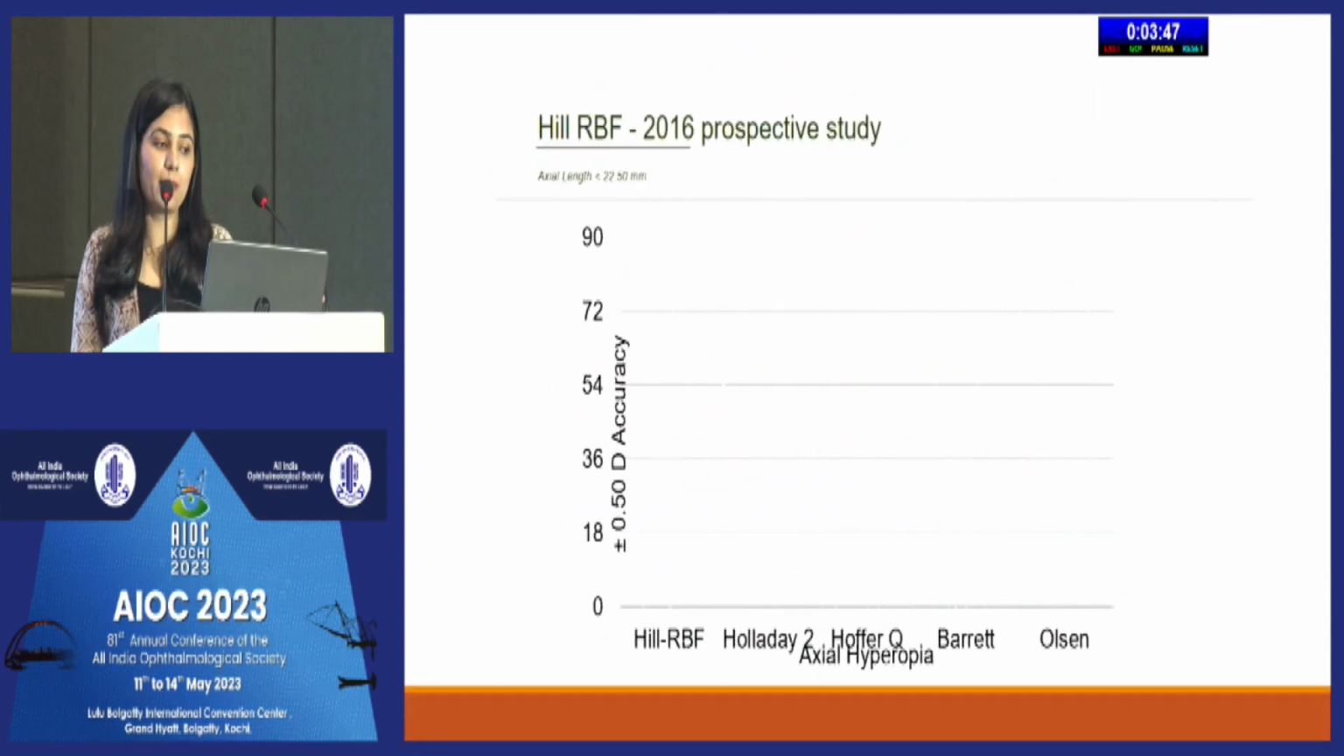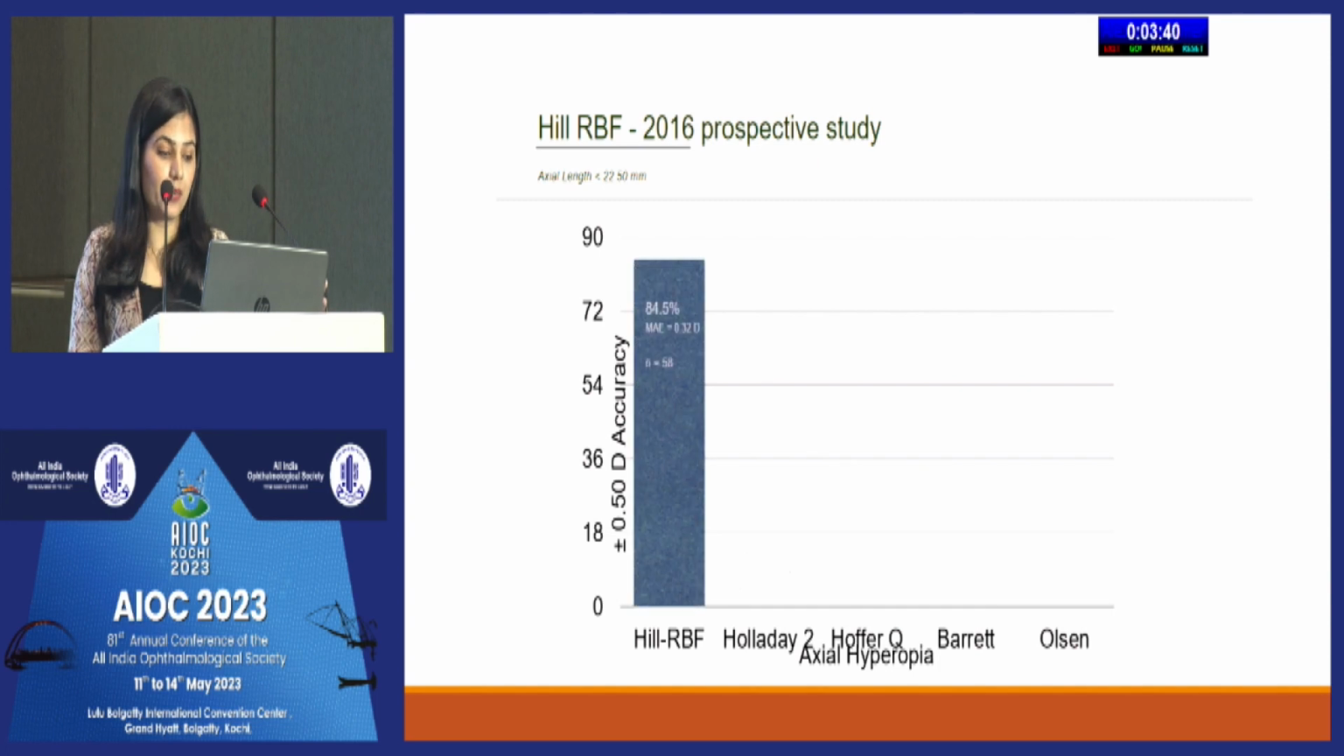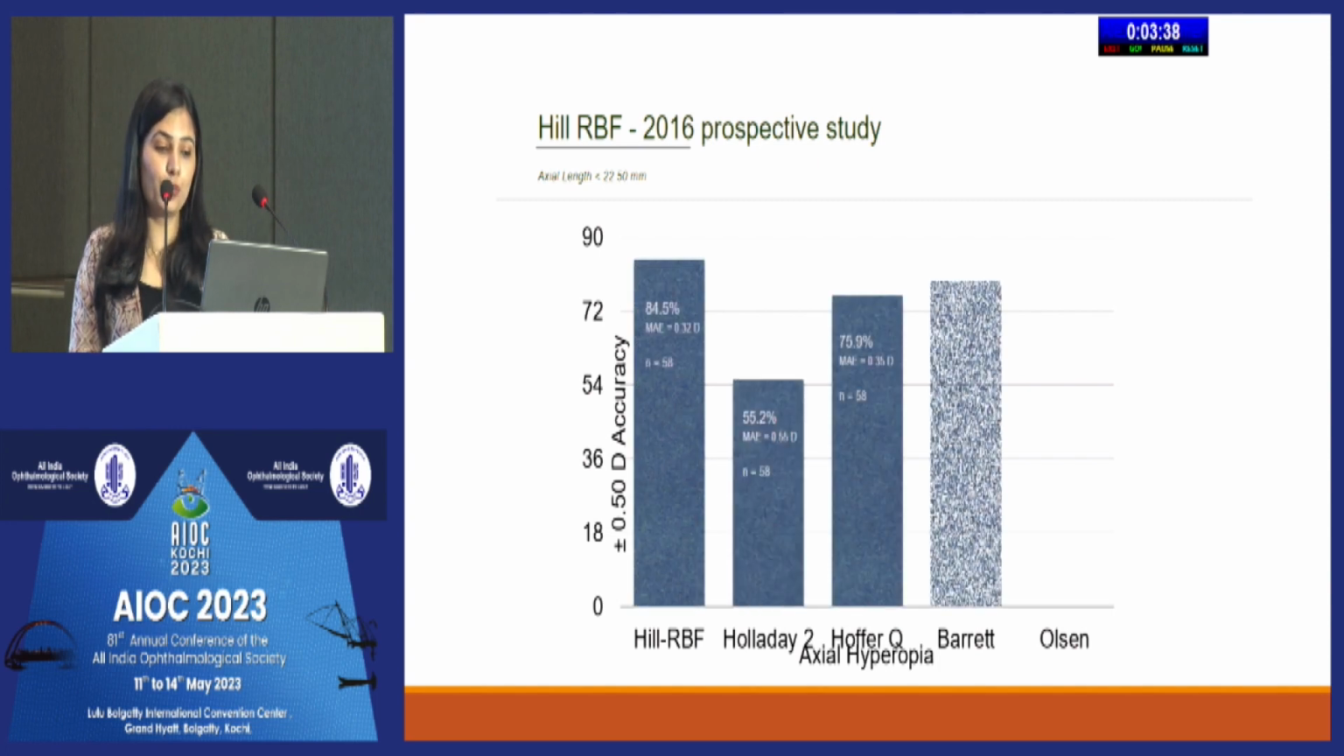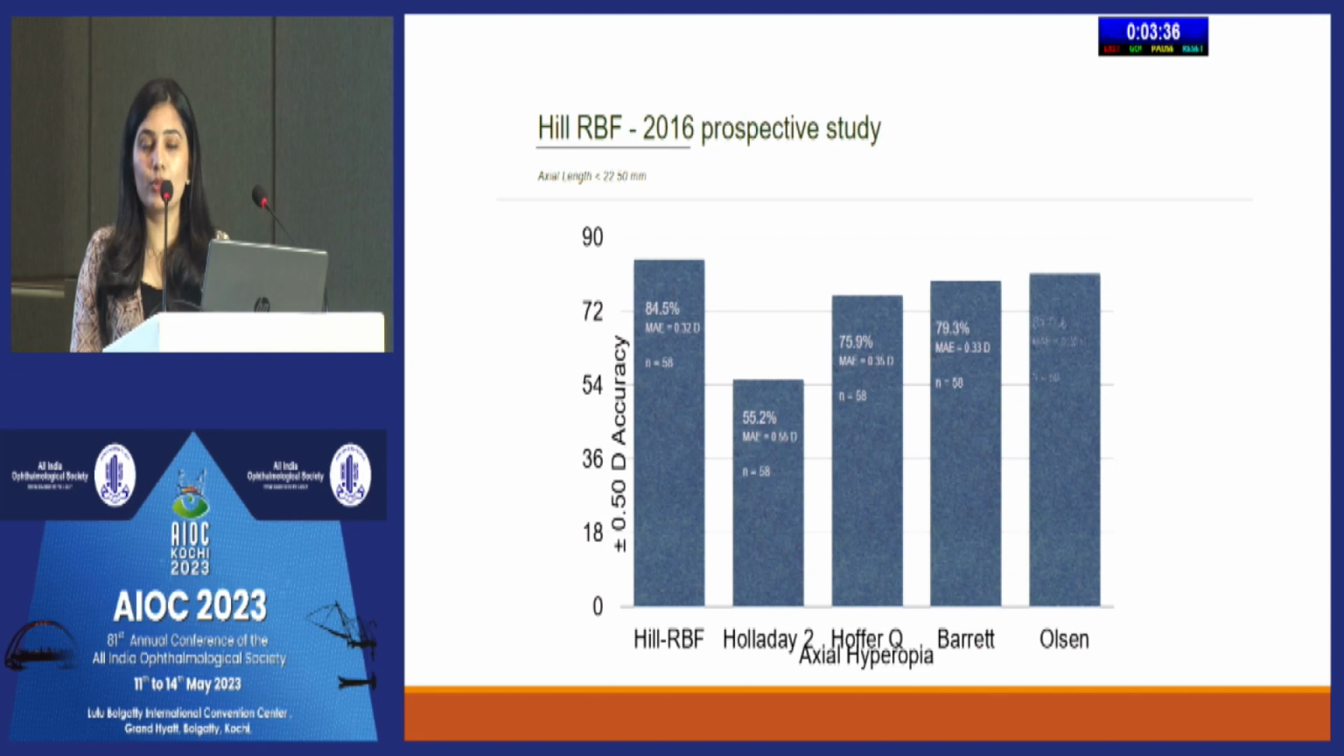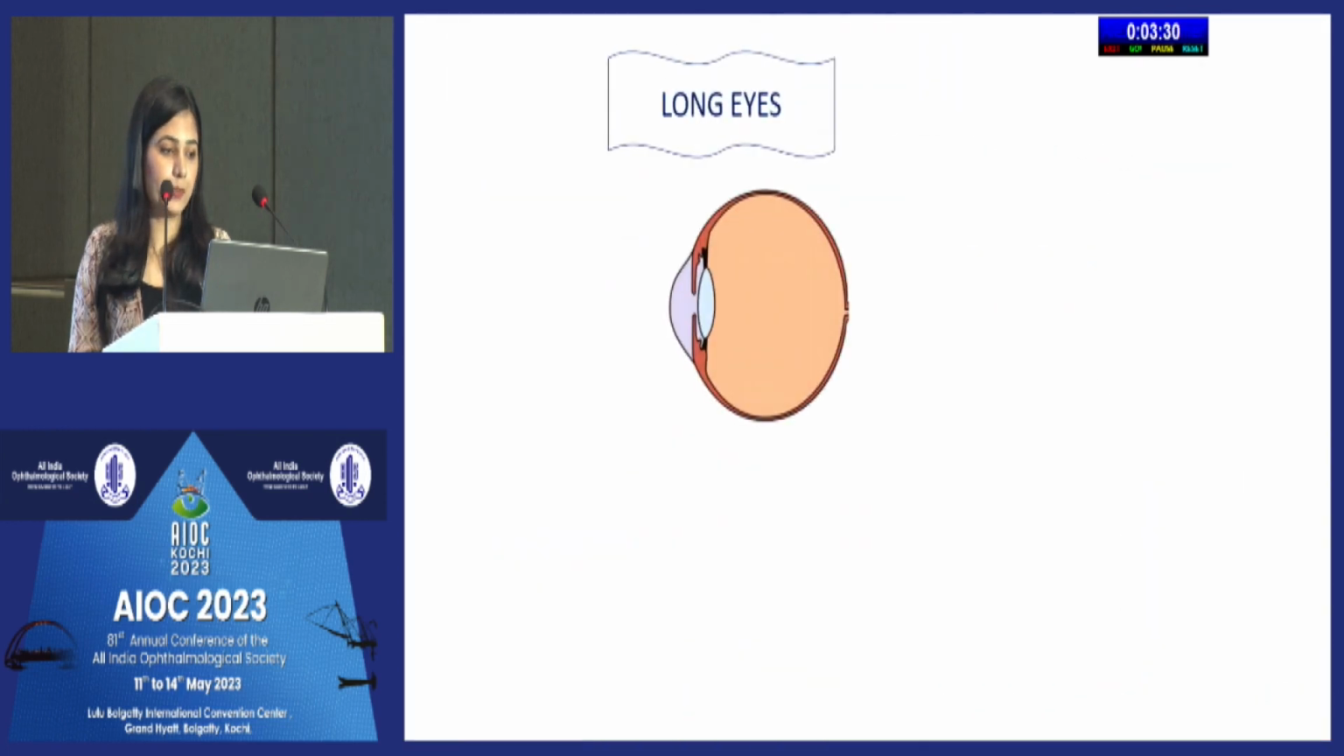There was a prospective study done with Hill RBF in 2016 for axial length less than 22.5 mm. It said that Hill RBF, Hoffer Q, Barrett's Universal 2, and Olsen all gave accurate results for axial length less than 22.5 mm.